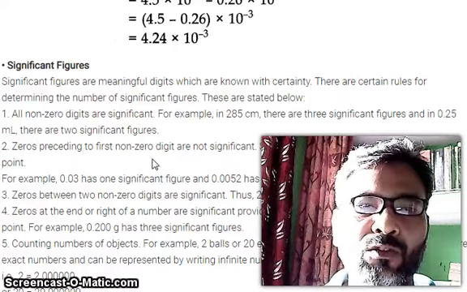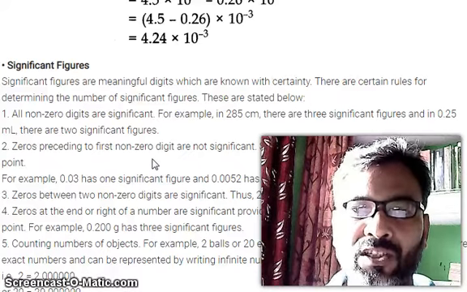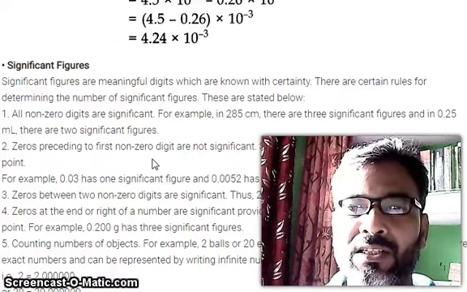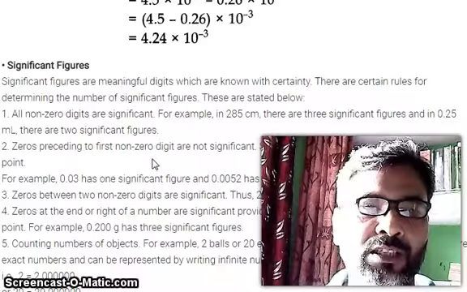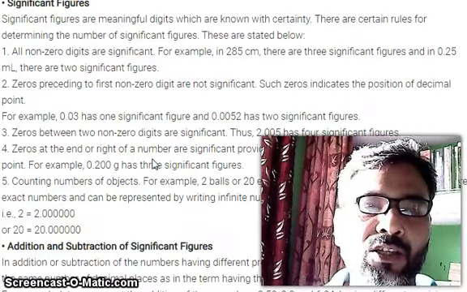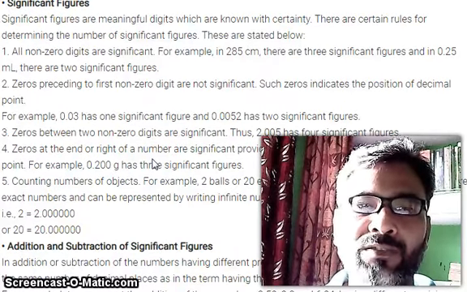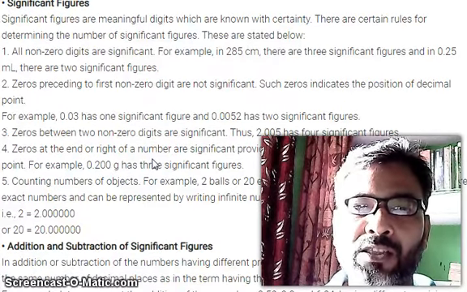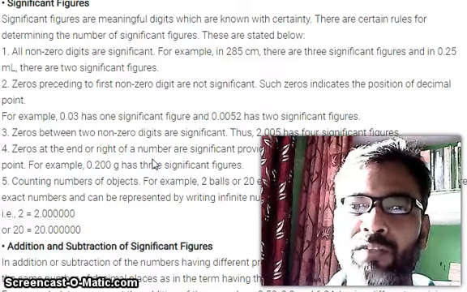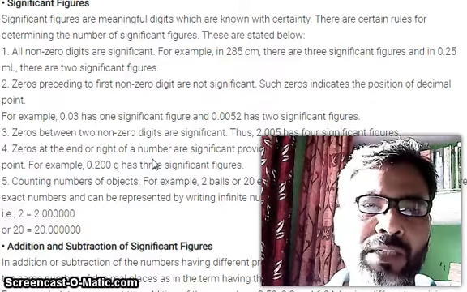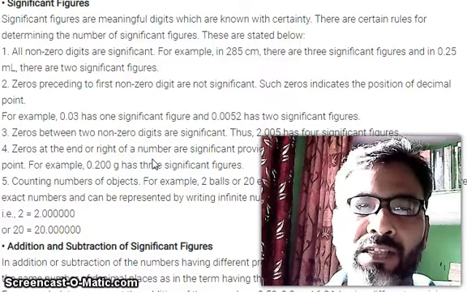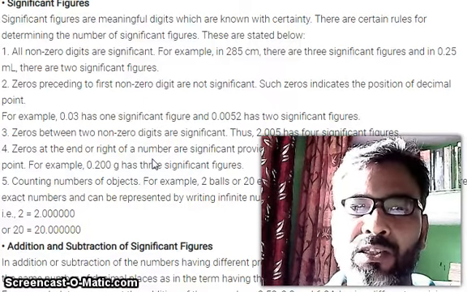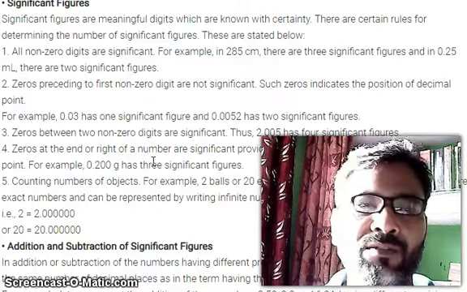Zeros preceding the first non-zero digit are not significant. Such zeros indicate the position of the decimal point. For example, 0.03 has one significant figure and 0.0052 has two significant figures. Zeros between two non-zero digits are significant. Thus 2.005 has four significant figures.